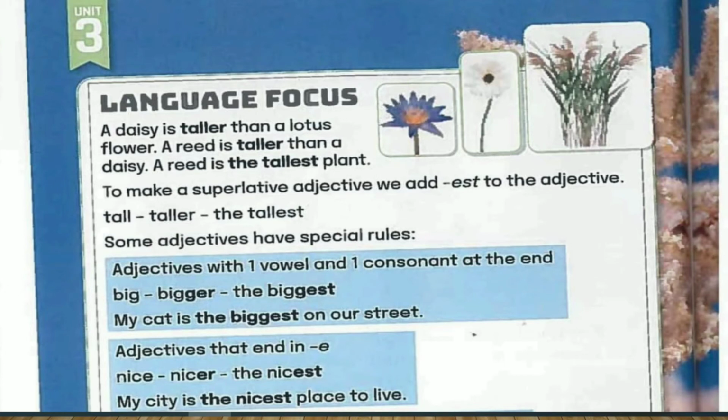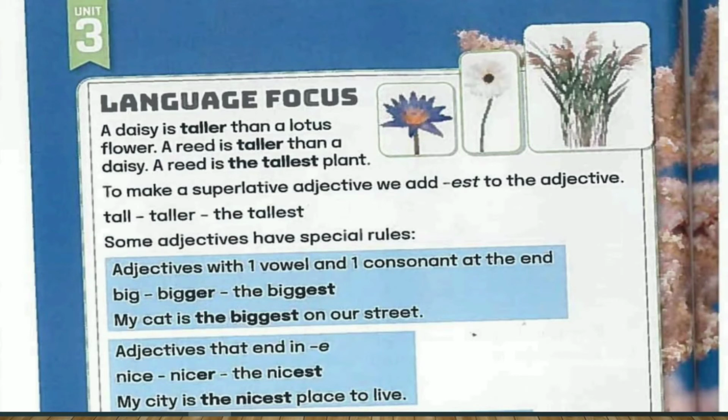What is the meaning of superlative? To choose only one between a group, not to compare between two people or two things or two animals. Tall, when I compare between two things or two people, I say taller than. When I choose only one, I say the tallest.